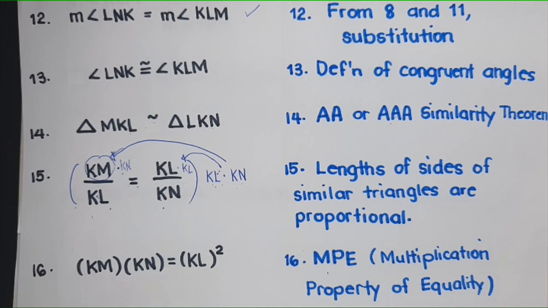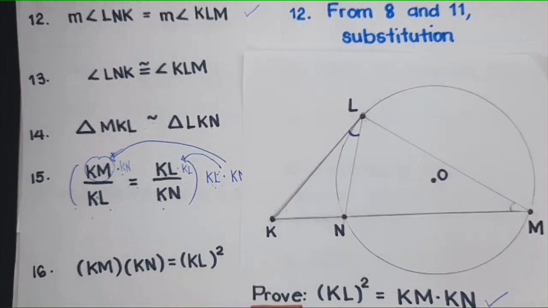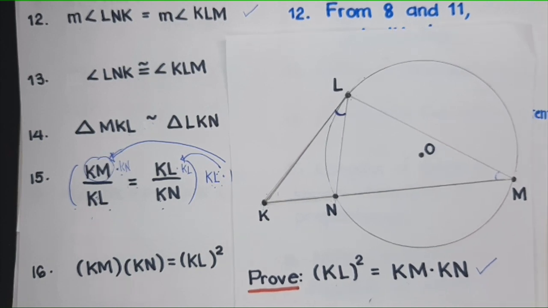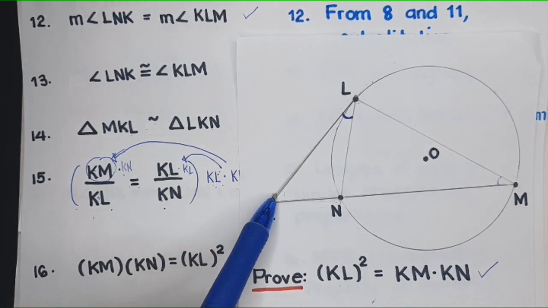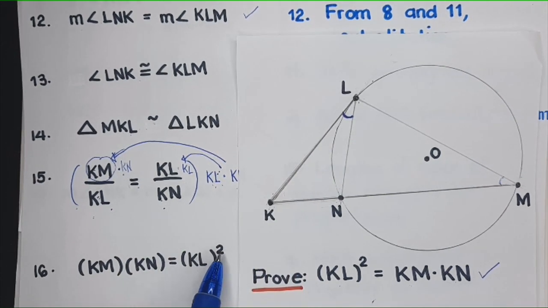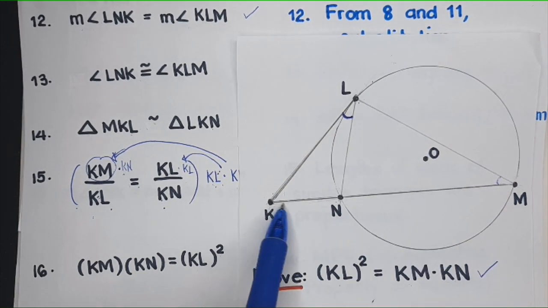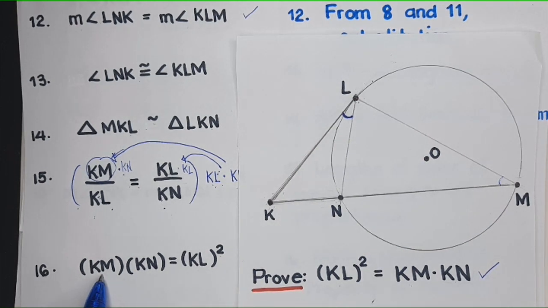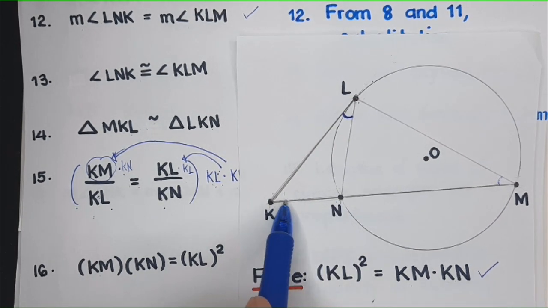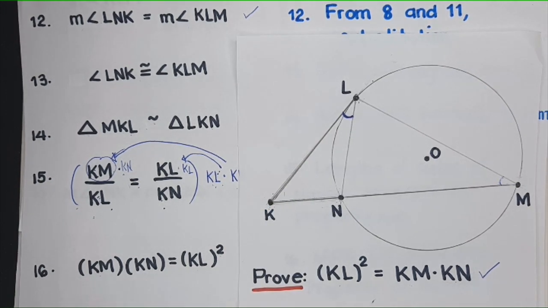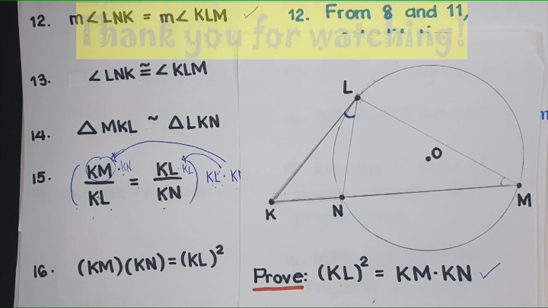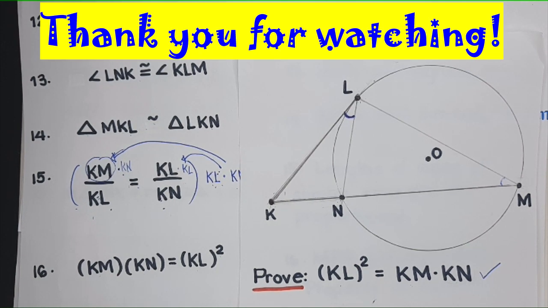Okay? So let's go back to our original figure. Ito siya. Okay? Ang pinoprove nating theorem, yung square ng length ng tangent segment, that is your KL, so square nun, is equal to the product of the length of the tangent segment, so that's KM, okay, and the length of the external secant segment, so that's your KN. Okay? So, that ends the proof. Okay, so I think that's it. I hope you learned something from this video.